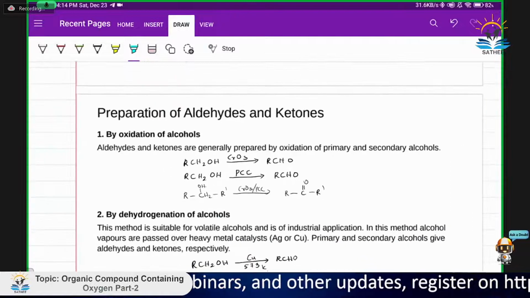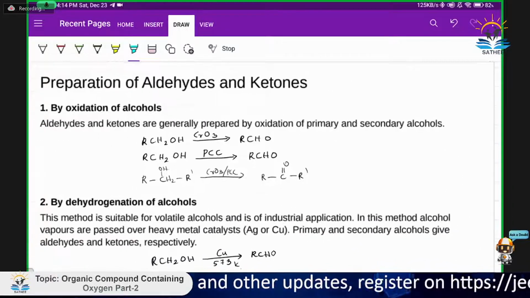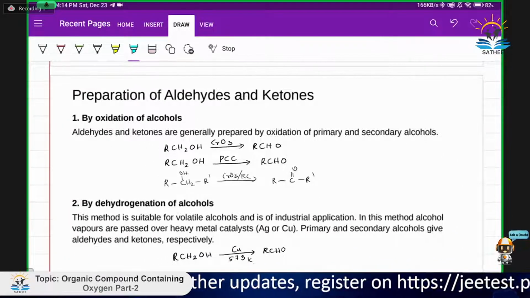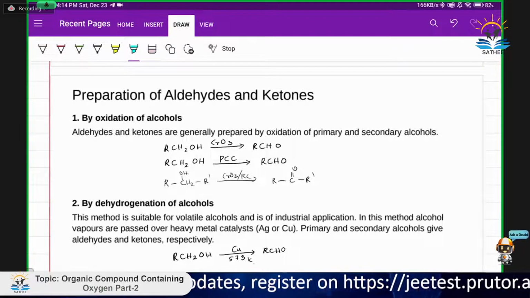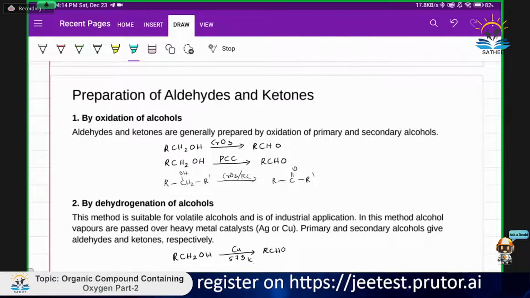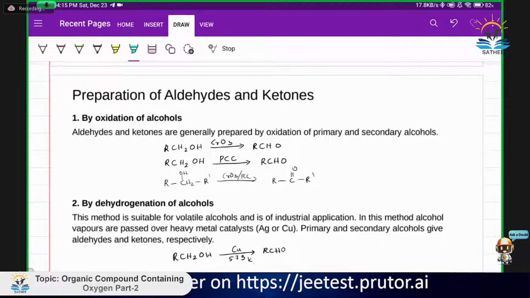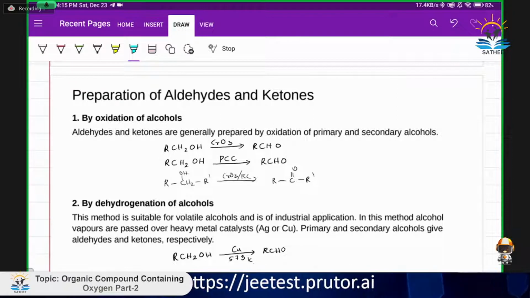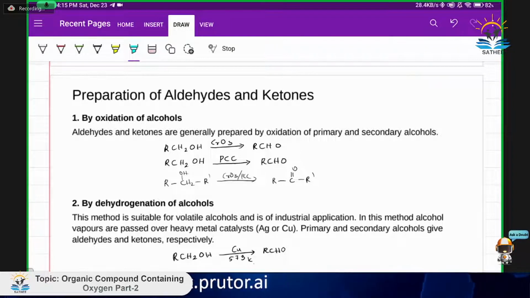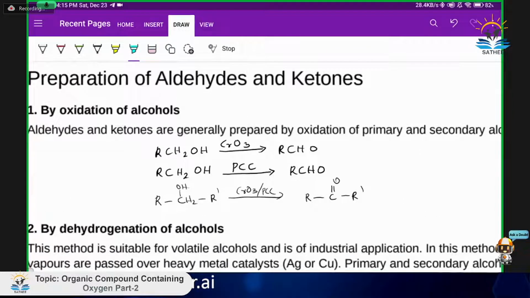Now we will go to the preparation of aldehydes and ketones. The first method is by oxidation of alcohols. In the presence of strong oxidizing agents, alcohols are directly oxidized into carboxylic acids. So for the preparation of aldehydes and ketones, we use mild oxidizing agents such as CrO3, chromium trioxide, or pyridinium chlorochromate (PCC).